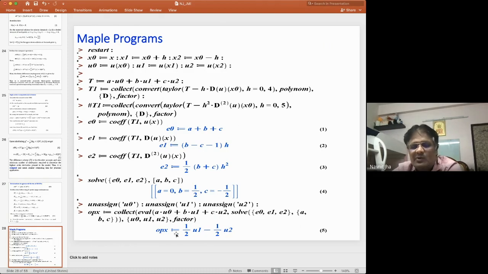to write OPX, that is operator A, what has been defined in the text, that is half of u at xl plus 1 minus u at xl minus 1. So in Maple, the operator A is difficult to write. That is why I have written OPX, that is operator X.